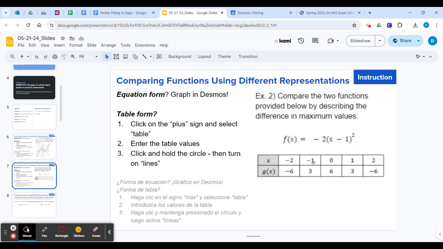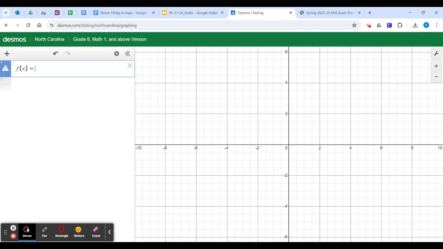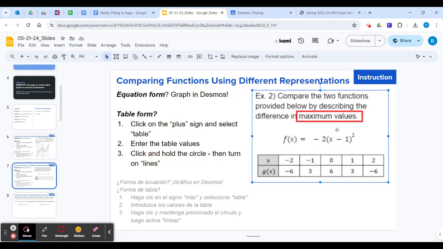In example 2, we're given another equation for f, but this time we're given g in table form. So we can still compare these two functions. In this case, we're asked to compare the maximum values. That's super tough to see directly from the equation, so let's throw it into Desmos. First, I'm going to type f in here. I delete my old graph, and f of x equals -2 times x minus 1 to the 2nd power. I'll double check that I typed that in correctly.